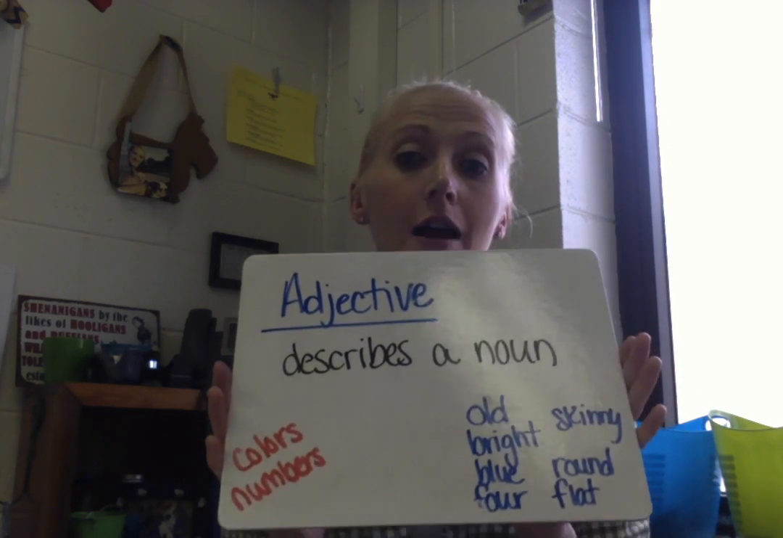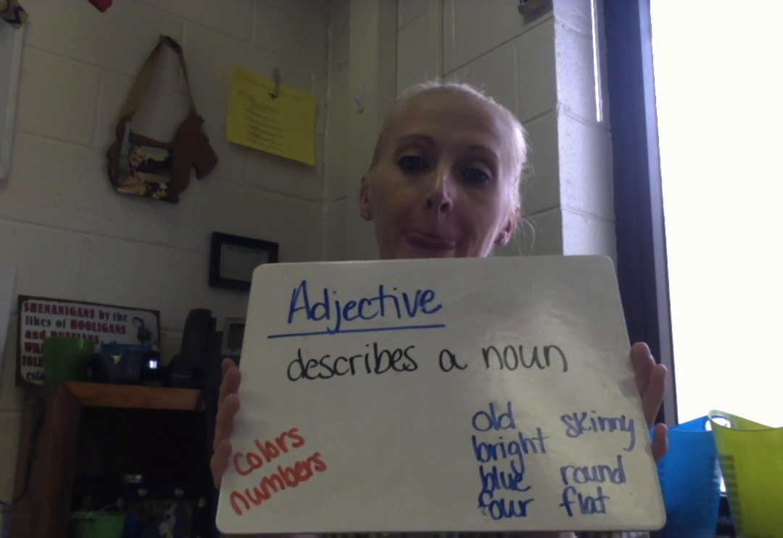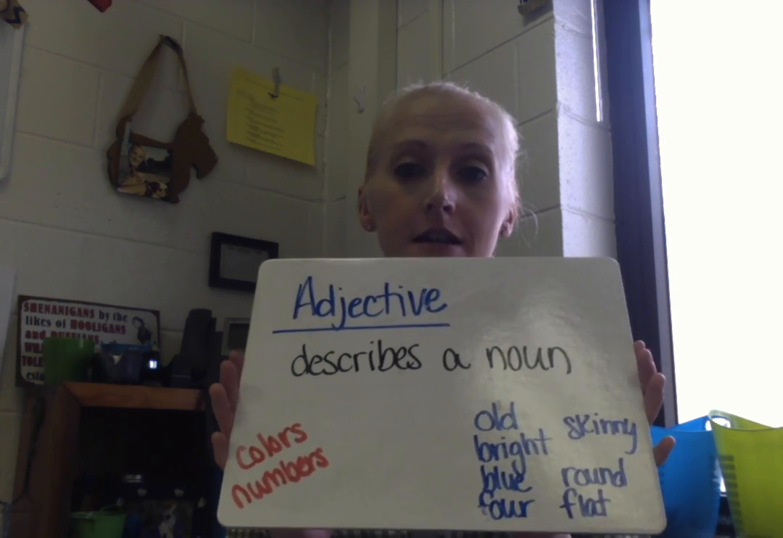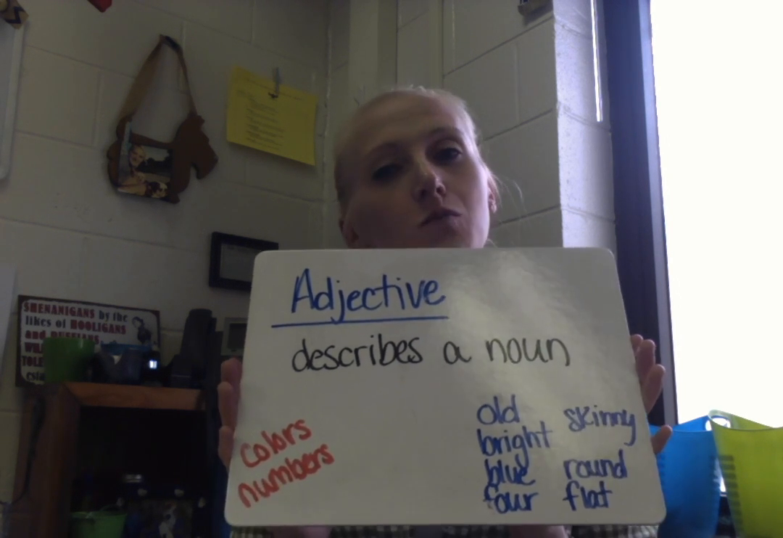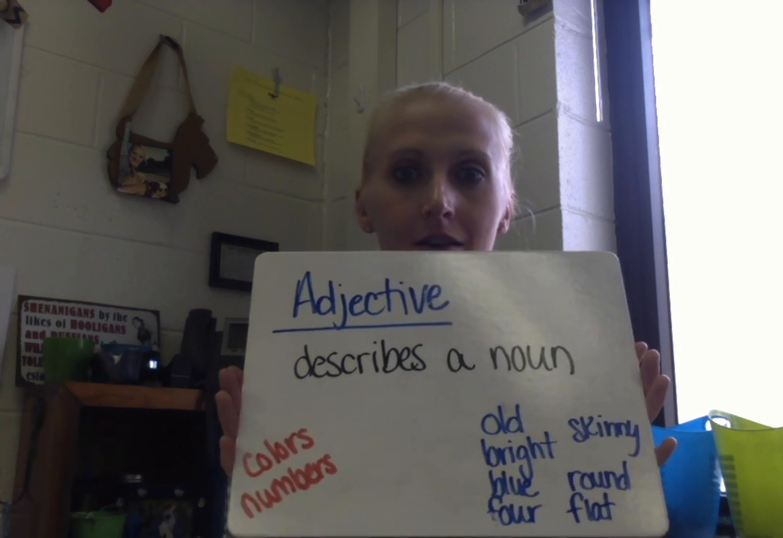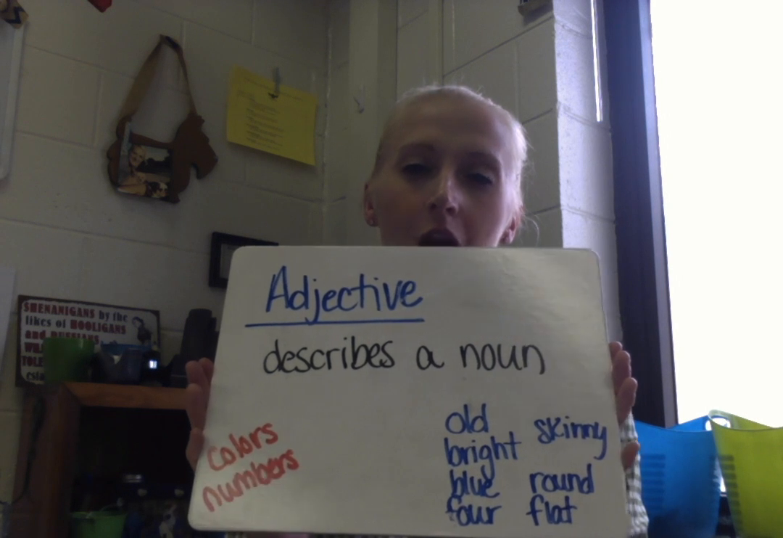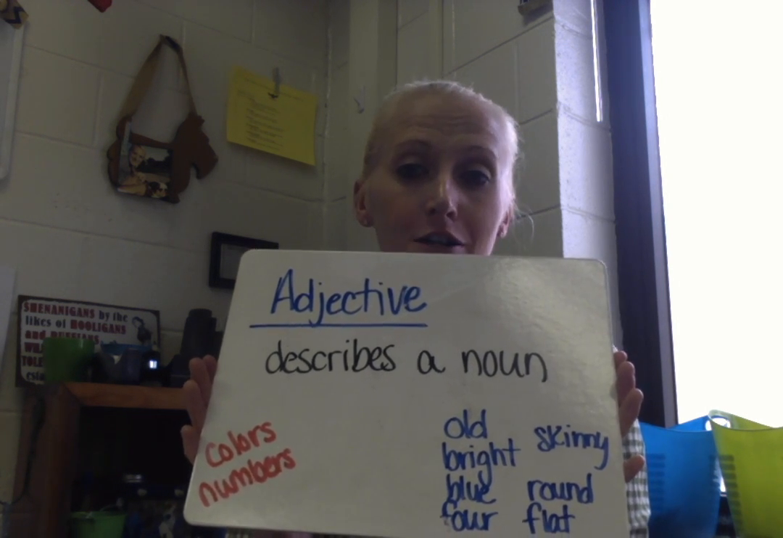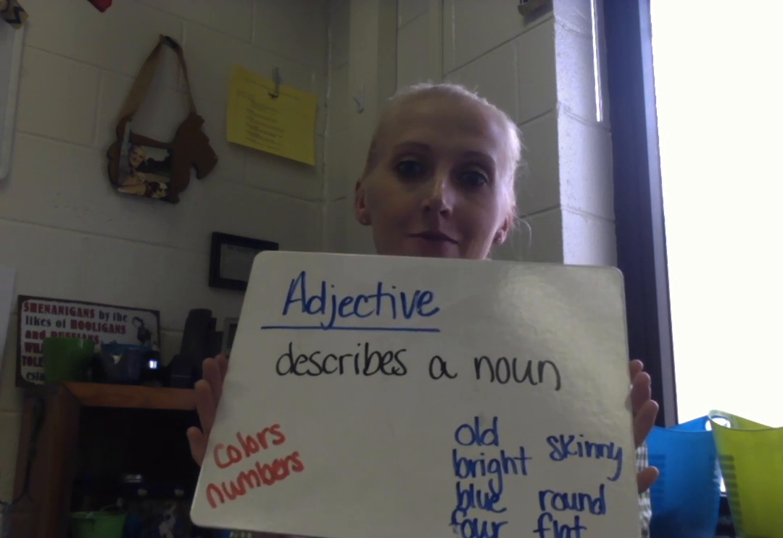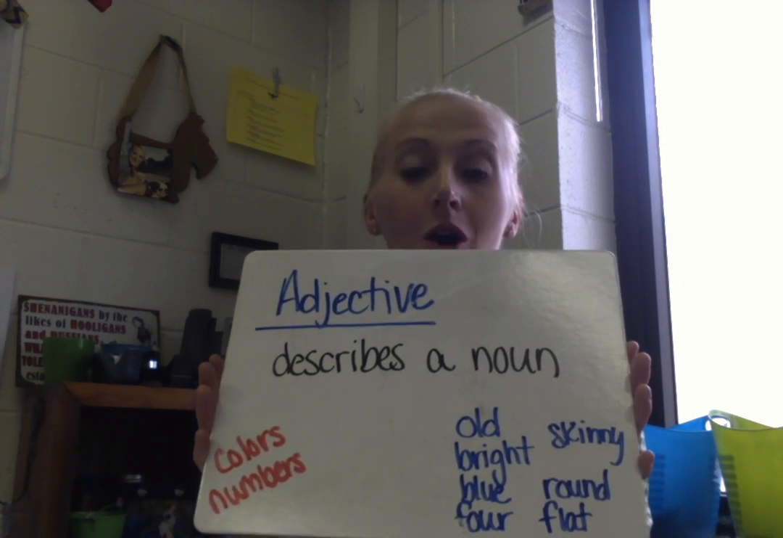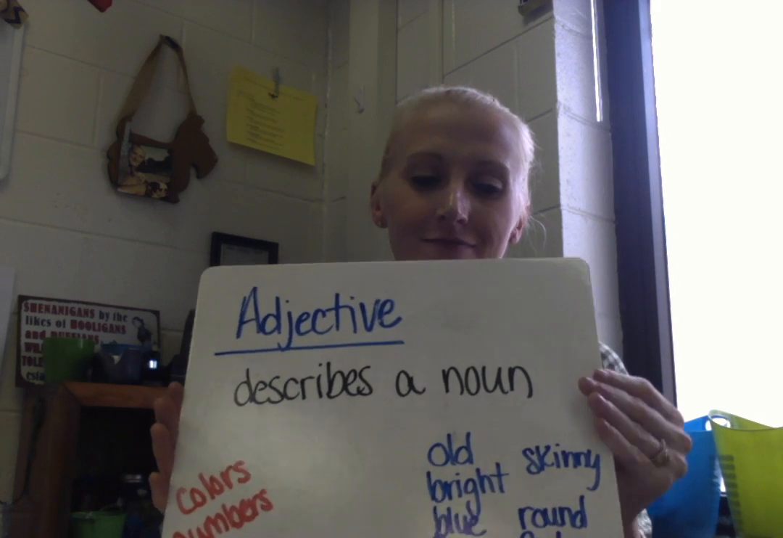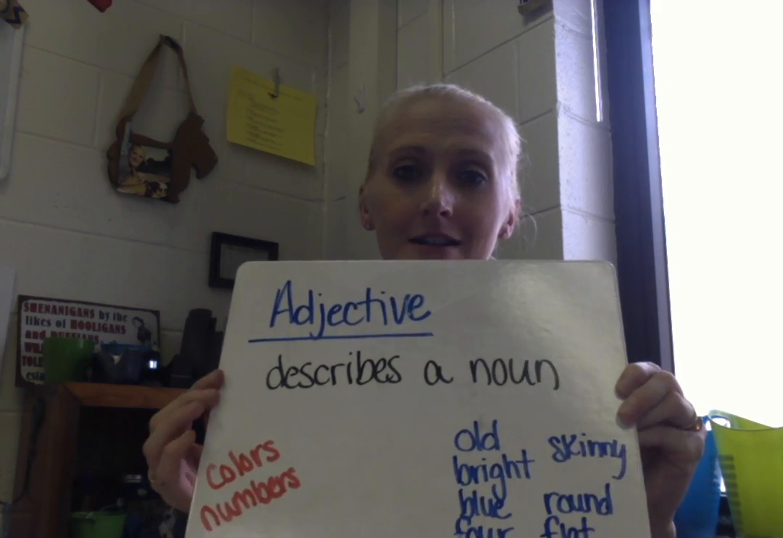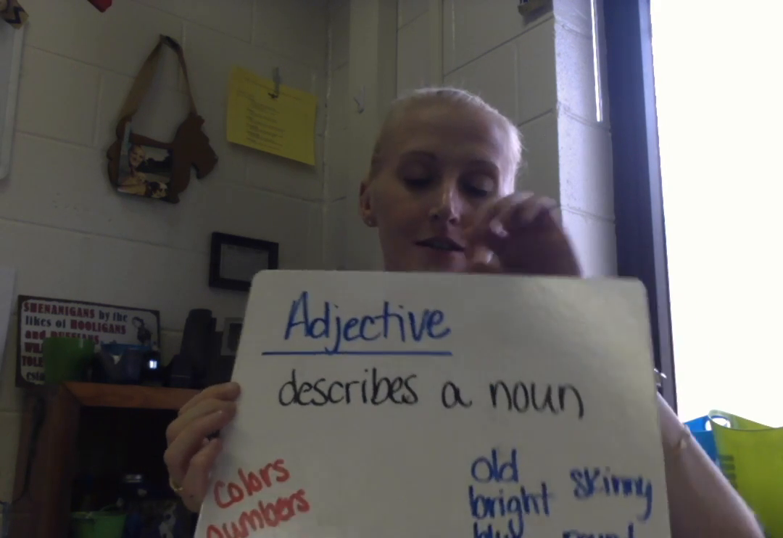Adjectives describe nouns. Adjectives include colors and numbers and answer questions such as what kind, how many, and which one. Old, young, skinny, large, round, flat, 1, 12 are all adjectives. We use adjectives to describe characters in writing and to make our writing come alive.